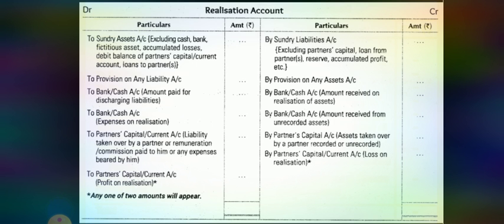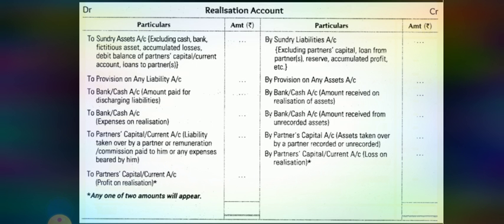Similarly, bank account and cash account are used for the amount paid for discharging liabilities. At the credit side, again bank account or cash account is given for amount received from unrecorded assets. If any asset is unrecorded and we are receiving any amount through that at the time of dissolution, that amount received from the unrecorded asset would be credited in your realization account with the name bank account or cash account.